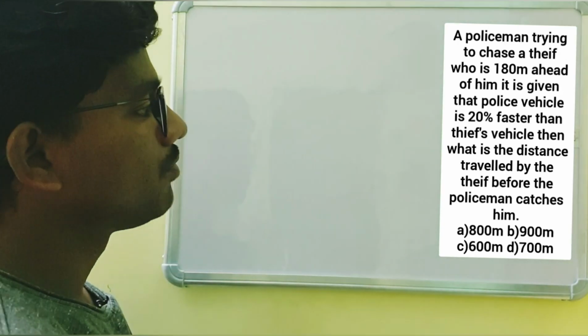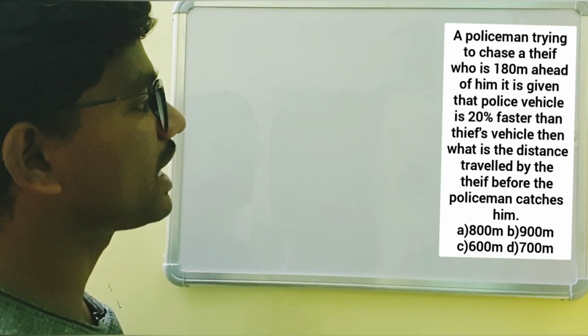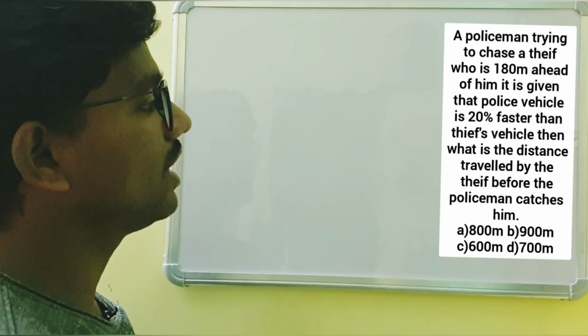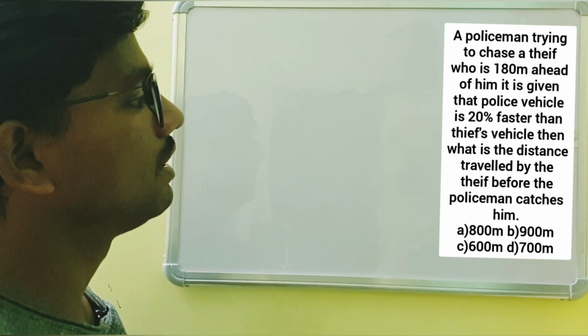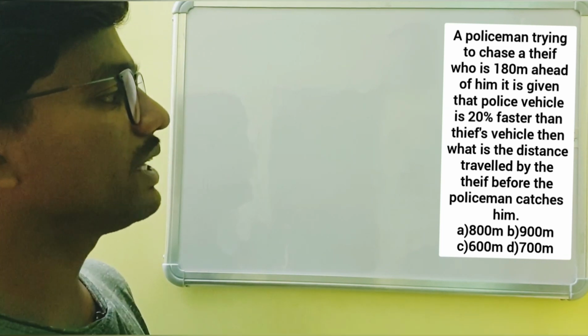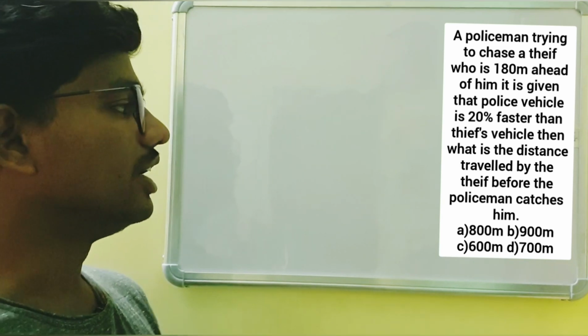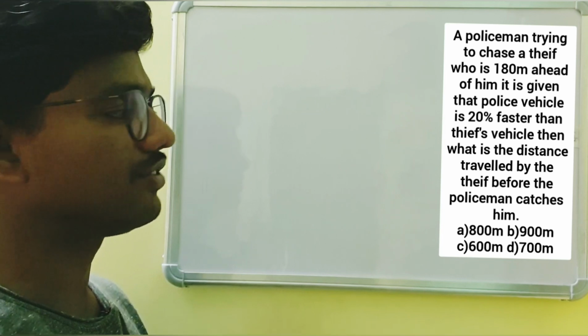The question is, a policeman is trying to chase a thief who is 180 meters ahead of him. It is given that the police vehicle is 20% faster than the thief's vehicle. Then what is the distance traveled by the thief before the policeman catches him? See, it is the same as the first question which we have discussed in this video.